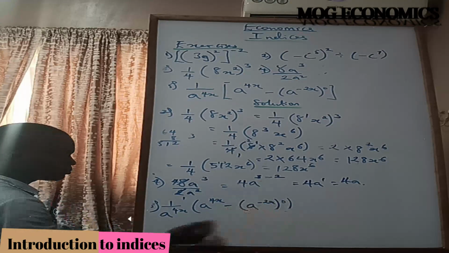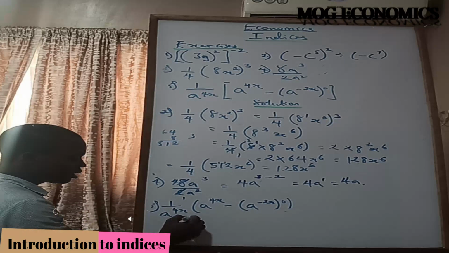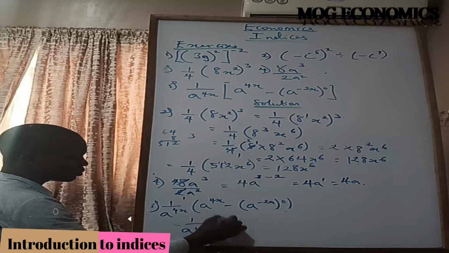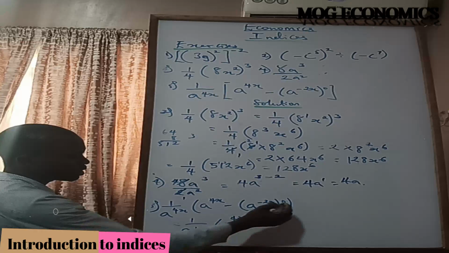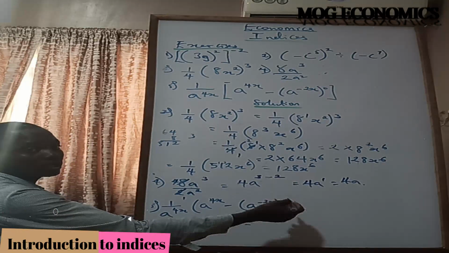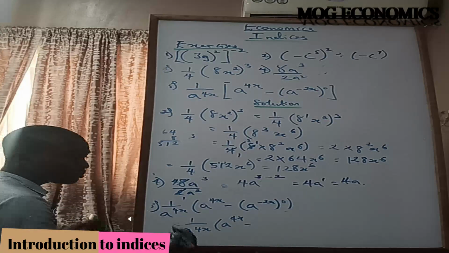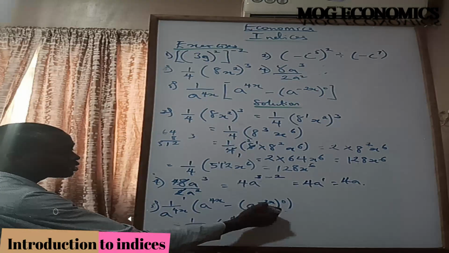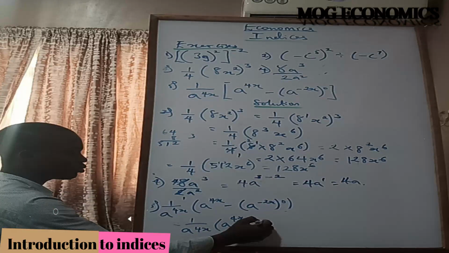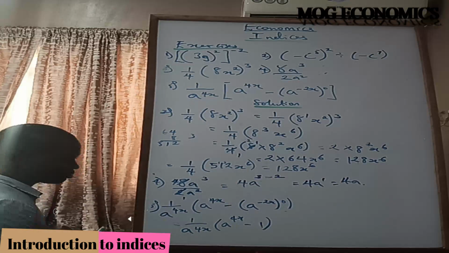Since it belongs to only this, that is basically going to give us 1 over a raised power 4x into bracket a raised power 4x minus 0 multiplied by this is 0, and a raised power 0 is going to give us 1. Or better still, even before multiplying it, a raised power minus 2x and raised power 0. We said anything raised power 0 is 1, so this is just 1. That's all.